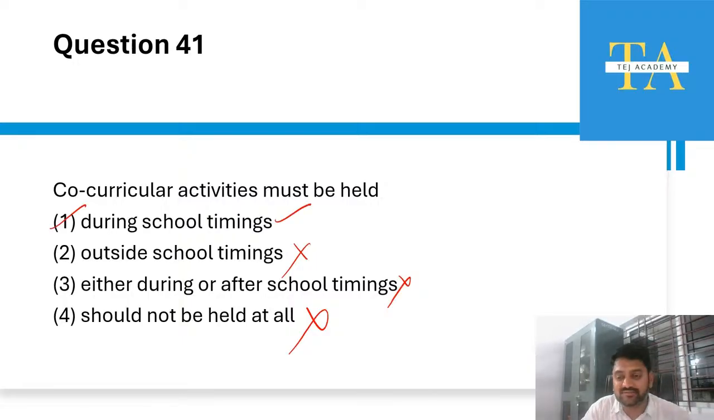So the first one: co-curricular activities should be planned during the school timings. They are the part of the curriculum. They are not something separate. They are the part of the curriculum.